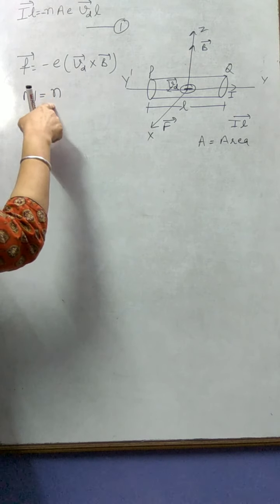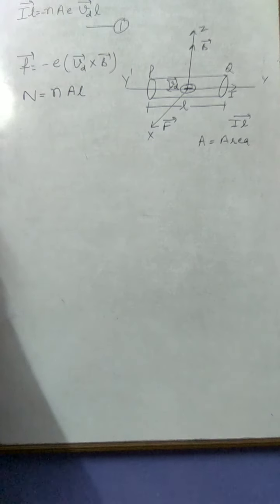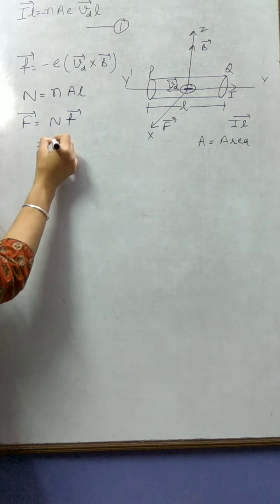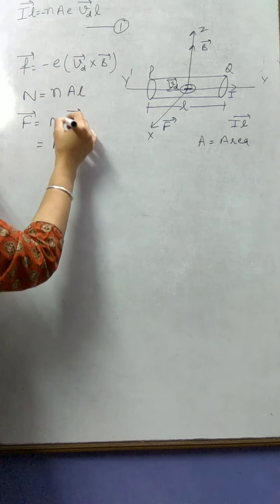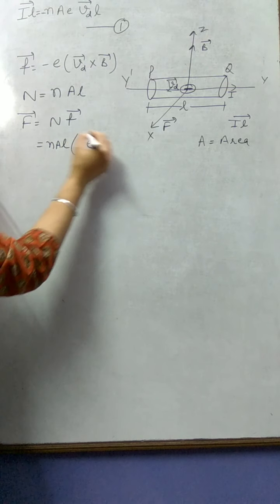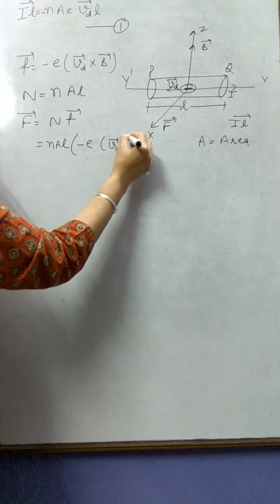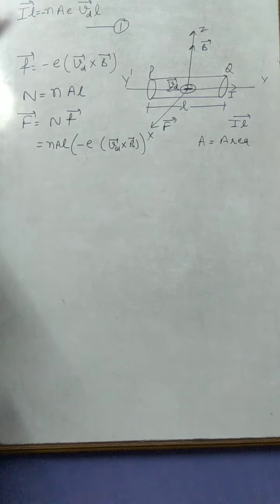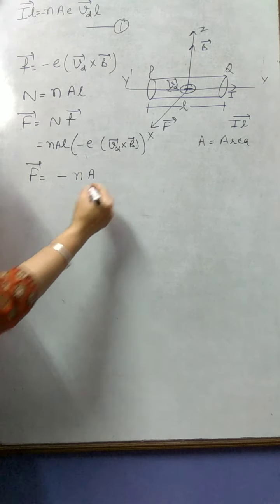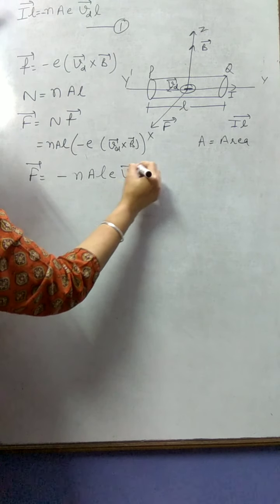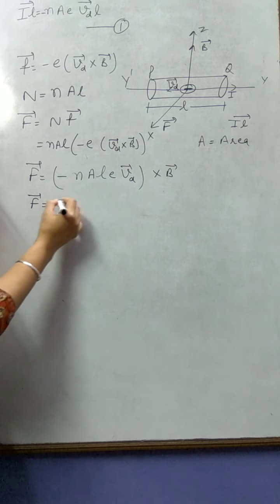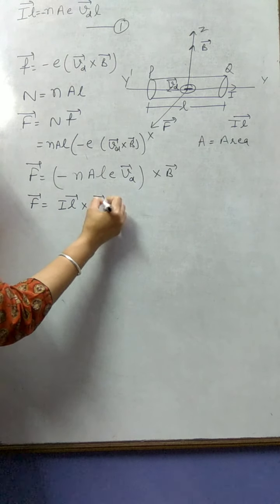Number of electrons per unit volume, into volume, is the number density. So the net force is n times the force on one electron, that is, minus e drift velocity cross B. Put in the values and rearrange: minus n A L e drift velocity cross B vector, and by using this equation, I L vector cross B vector.